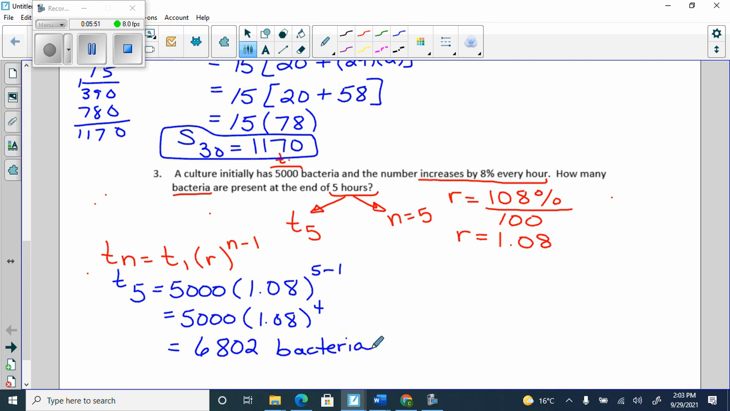And I can't get partial bacteria, so even if it was 6802.5, it would still be 6802. If it's the nearest whole number, you have to round down. Yeah.